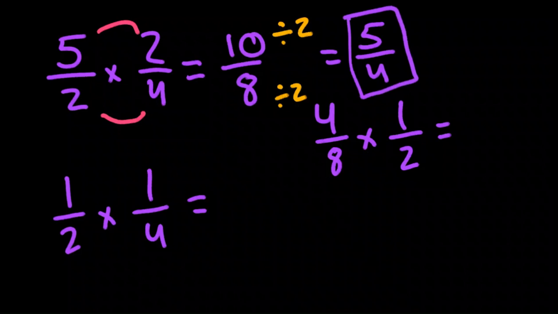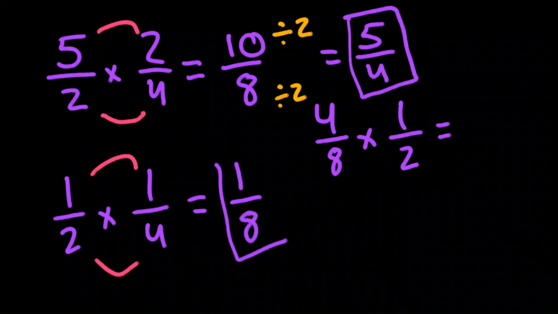On to the second one. To do this, we do the same thing, multiply the top, which gives us the numerator 1, and then multiply the bottoms, which give us the denominator 8. And that is our final answer, as this cannot be reduced.